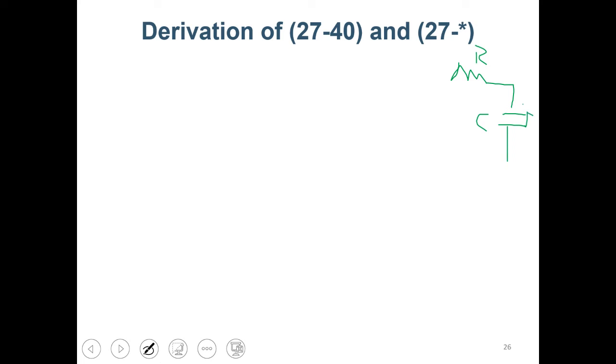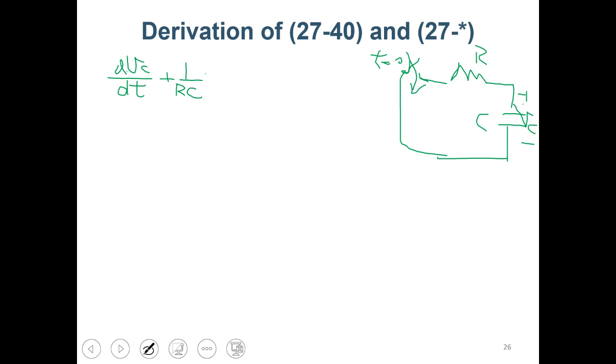C, this is R, and so in this case, still we write t equals 0. We use the KVL. So we can also write that dVc/dt plus 1 over RC Vc equals 0.